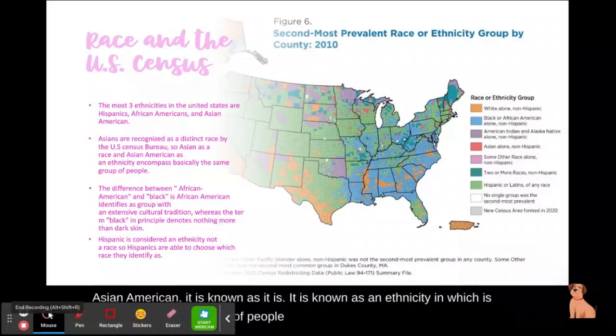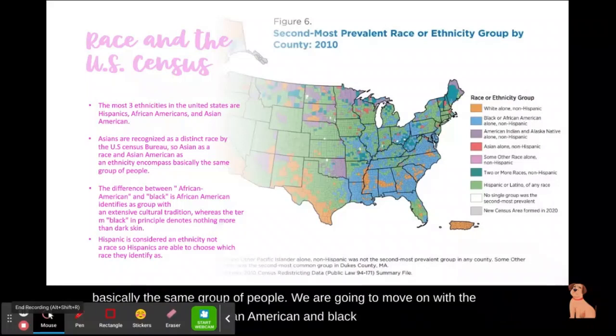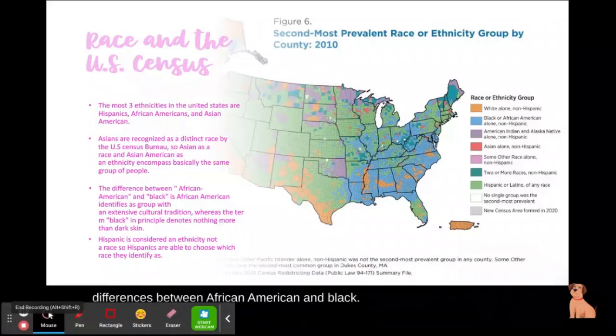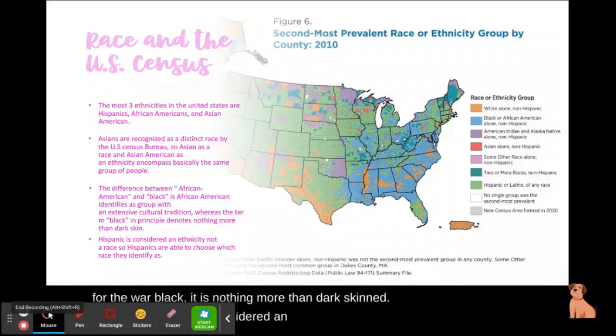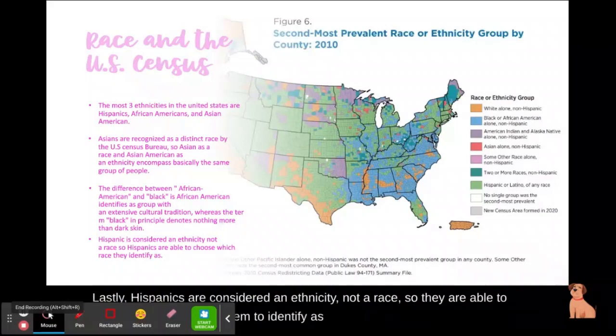We are going to move on with the differences between African American and Black. African Americans identify as a group with cultural traditions. As for the word Black, it is nothing more than dark skin. Lastly, Hispanics are considered an ethnicity, not a race, so they are able to choose what race they identify as.